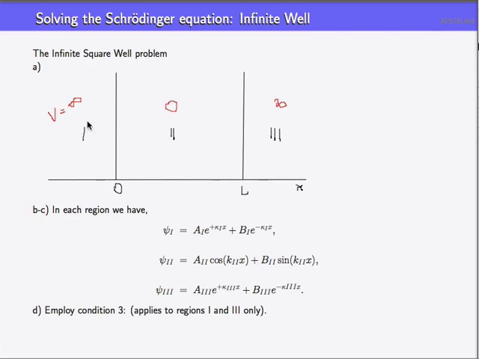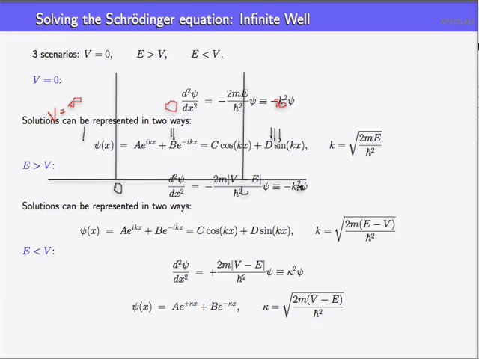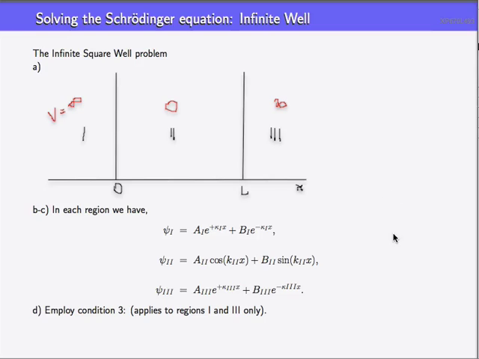But clearly in regions 1 and 3, the energy is less than the potential because the potential is infinite. And in region 2, the energy is going to be greater than the potential, because the potential is 0, we always saw those types of solutions. So going back to the general solutions we discussed before, we have that in region 1 real exponentials, or exponentials with real exponents. That's what I mean by that.